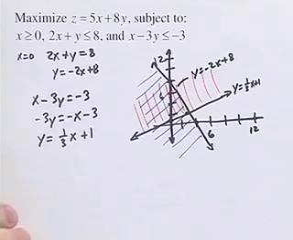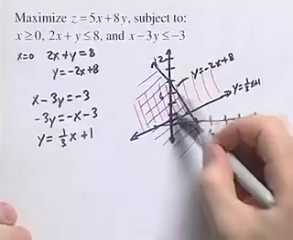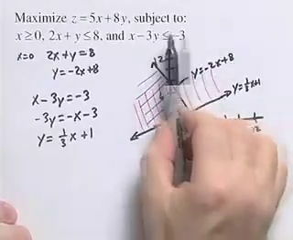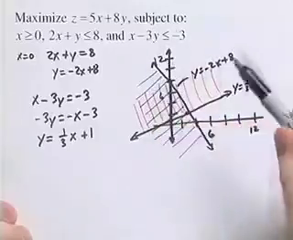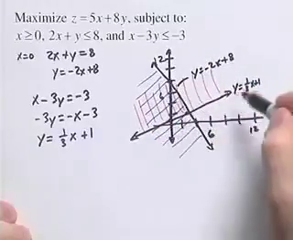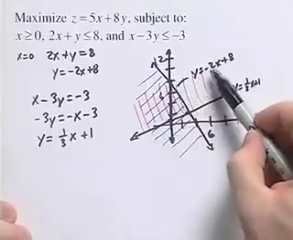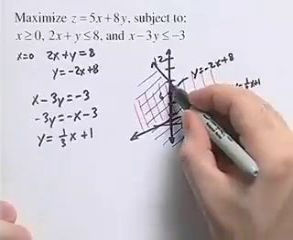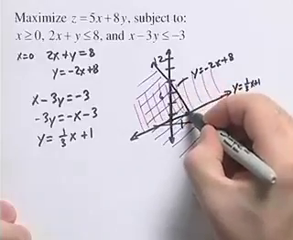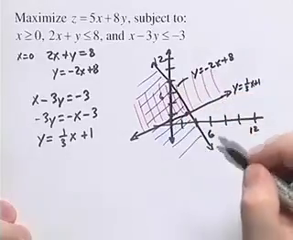Now our feasible region for this problem is going to be where the overlap lies. We need to be to the right of the y-axis. We need to be above the line y equals 1/3 x plus 1. And we need to be below the line y equals negative 2x plus 8. That puts us in this region right here, the triangular region.